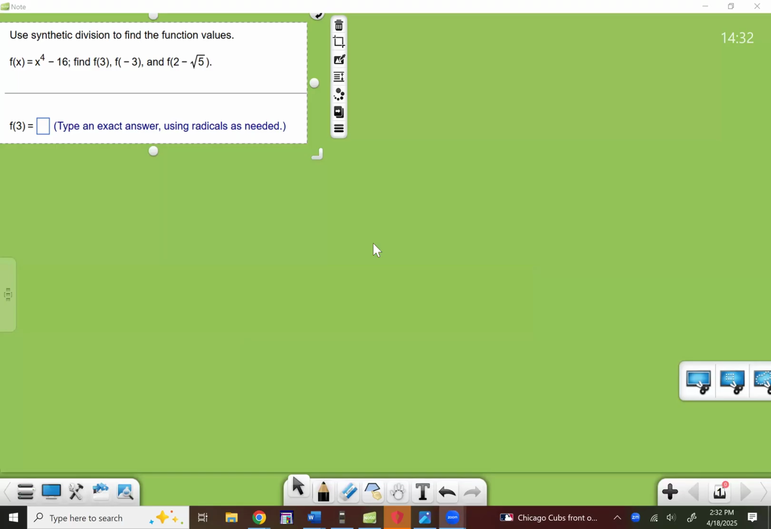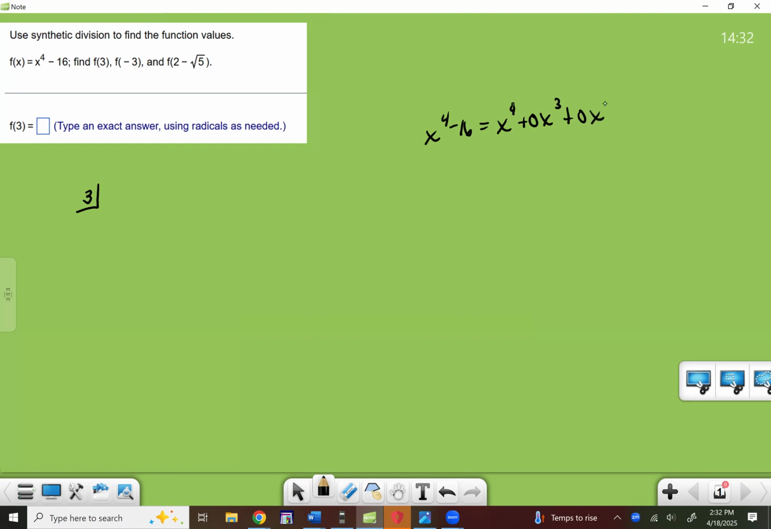All right, let's take a look at number 11. So we'll start off with f of 3. So we're going to divide by 3. Now remember that you want to think of your x to the 4th minus 16 as x to the 4th plus 0x cubed plus 0x squared plus 0x minus 16.